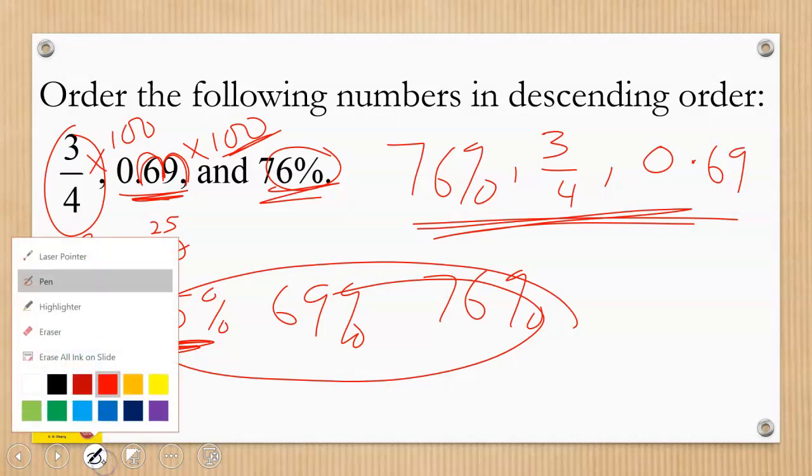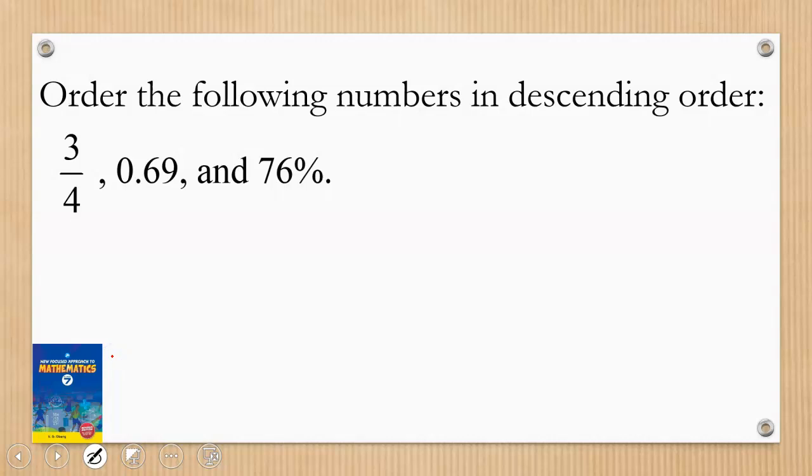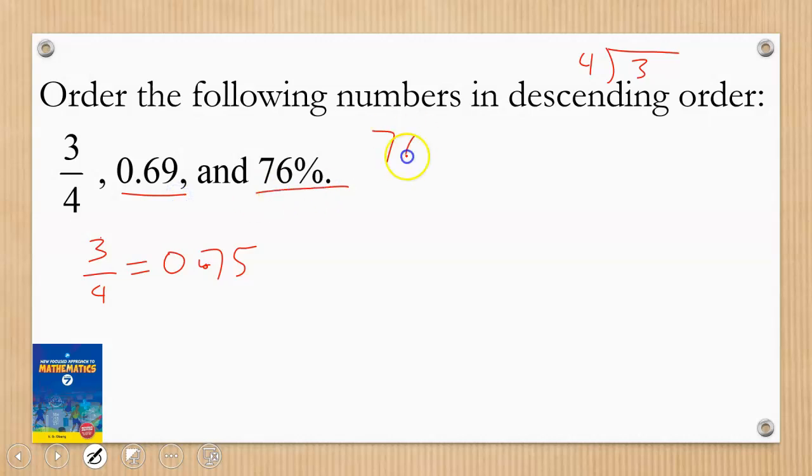Alternatively, I can do this. I can change them all to decimals. So 3/4 can be changed to decimal. I can use long division by saying 3 divided by 4 and go through the process, or I can use any other means to convert fractions to decimals, which I'm sure you've done already. So this will give us 0.75. Then we have our 0.69. Then 76% means 76 divided by 100, which means the decimal point moves backwards 1, 2, and then we have 0.76.